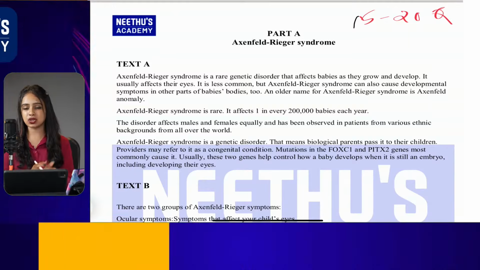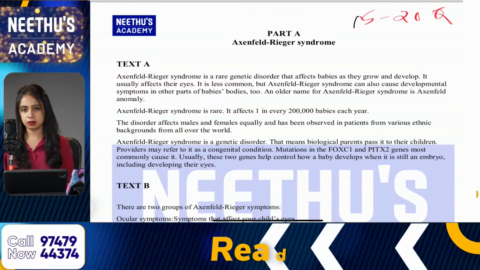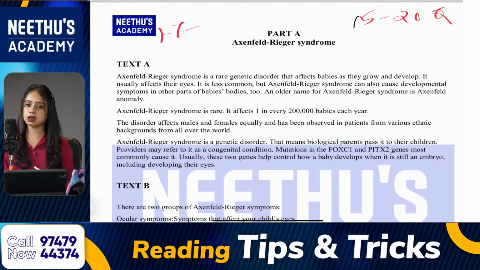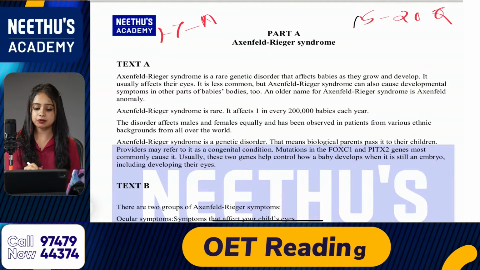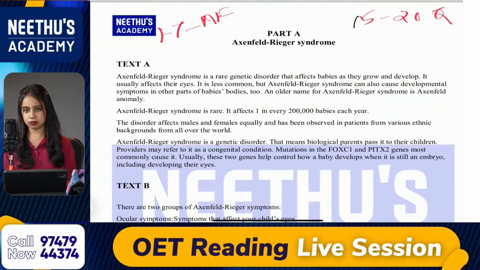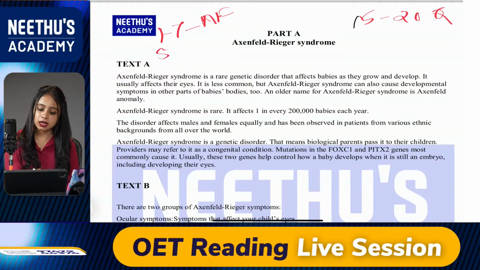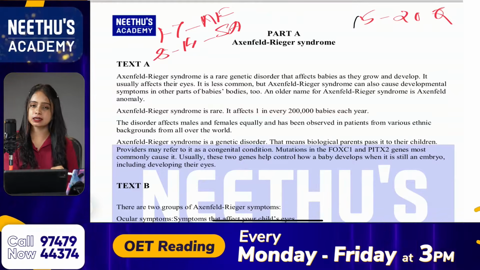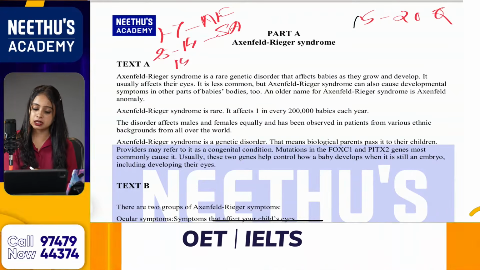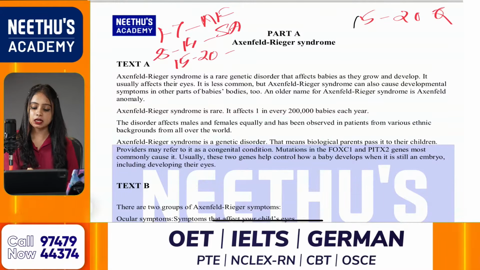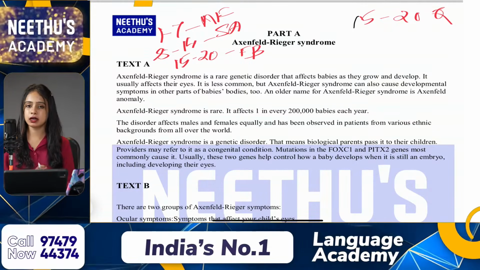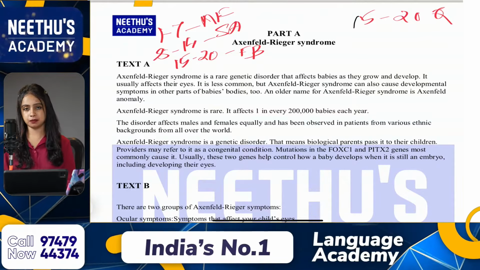We have 3 different types of questions. So 1 to 7 set of questions can be called match the following questions. Then 8 to 14 set of questions can be called short answer questions, and the rest of the questions, that is 15 to 20, are called fill in the blanks type of questions. Okay, so that's all about part A questions.